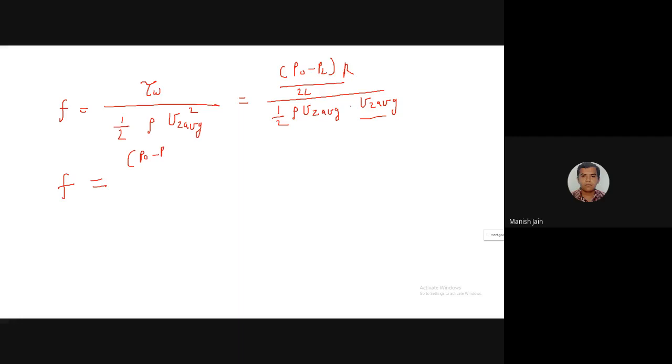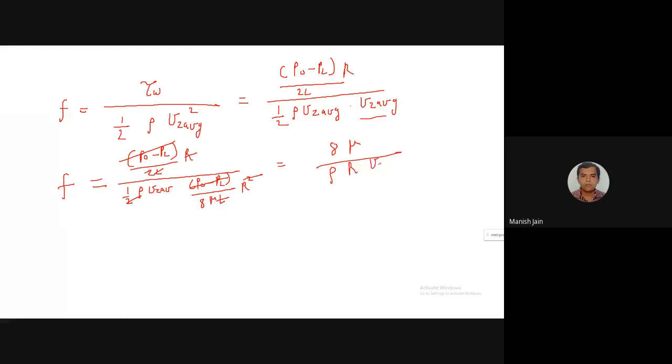So P naught minus PL divided by 2L times R, divided by 1 by 2 rho Vz average, multiplied by the value of Vz average. Vz average can be written as P naught minus PL divided by 8 mu L, multiplied by R square. Now the terms will cancel out: this L will be cancelled out, this R will be cancelled out, this P naught minus PL will be cancelled out, and this 2 will be cancelled out again. So you will get 8 mu divided by rho R V average.